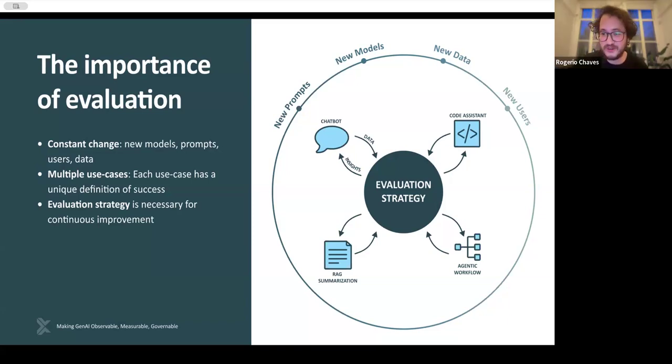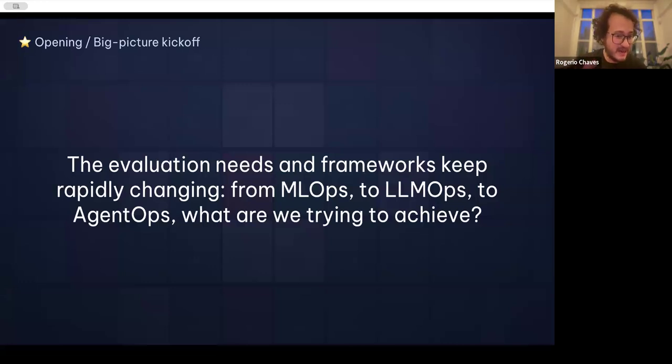Yeah, for sure. Because we do want to go to the real world, right? It's very challenging. Your intuition is very different from the real world. That's why you need to go there early. But at the same time, people are afraid. So, talking about being overwhelming, as you mentioned, the evaluation needs and frameworks keep rapidly changing from MLOps to LLMOps to AgentOps. What are we trying to achieve? Oof, that's one hell of a question.